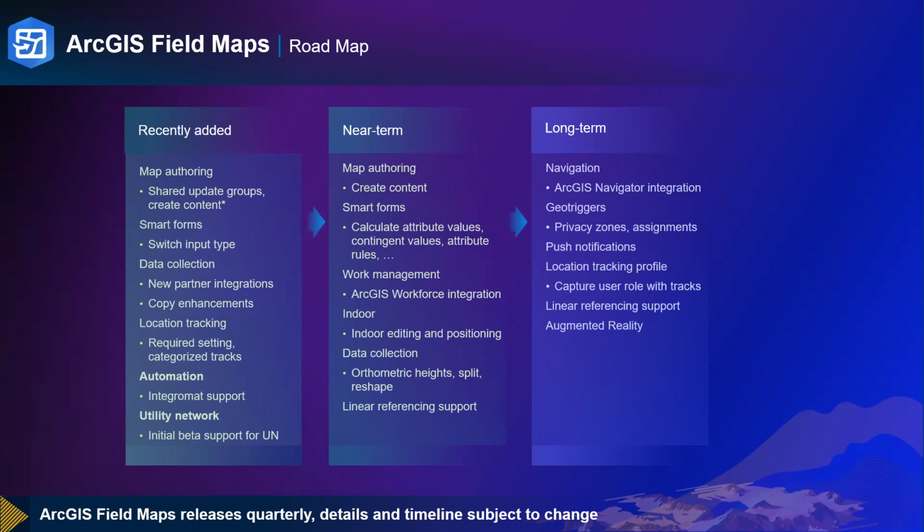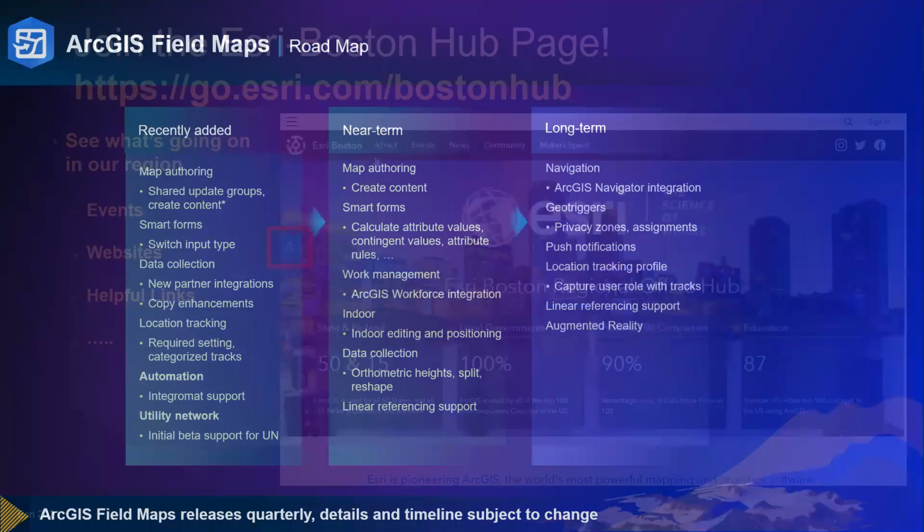Linear referencing, that's a big one people have been asking for at the DOTs. Longer term, things like navigation, so incorporating Navigator and geotriggers. So if you drift into a certain zone, say you're designated for collecting data in a certain geographic zone, and you move out of it, it would give you a warning or say, hey, you can't collect over here because that's where your buddy is supposed to be collecting data. So that's something that's coming more in the long term.